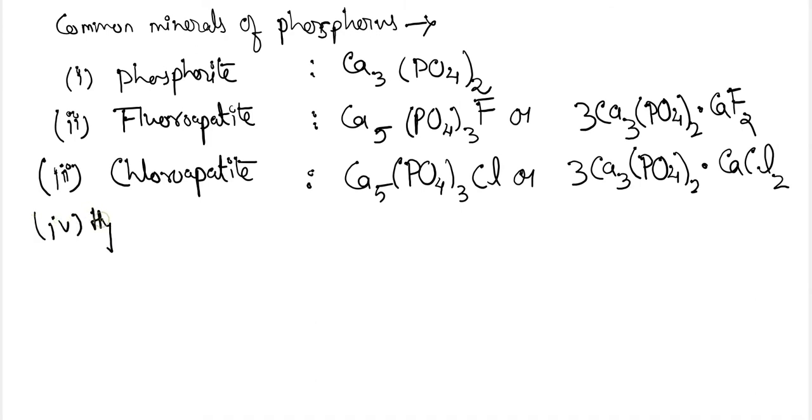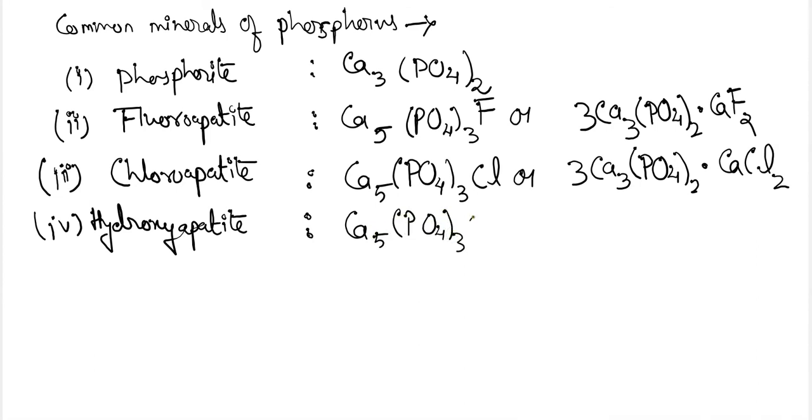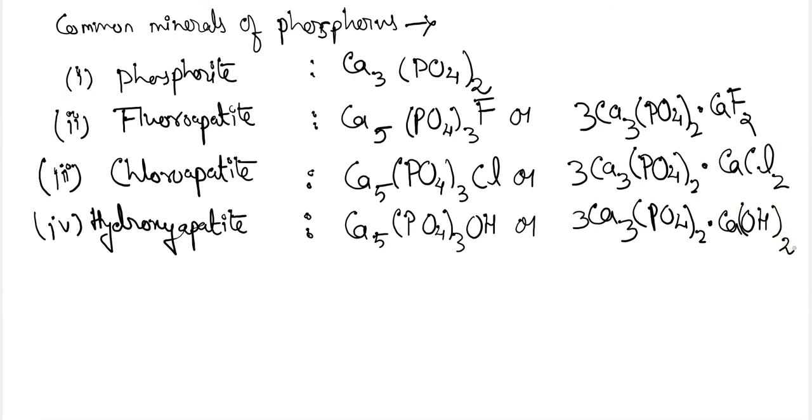Fourth, hydroxyapatite. Here the formula will change: Ca5(PO4)3OH. Okay, in the place of halogens, here OH will be there. So here the formula will be Ca3(PO4)2·Ca(OH)2. Okay, so these are your different minerals for phosphorus.